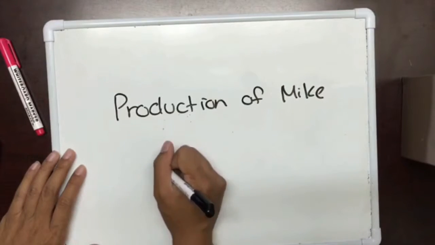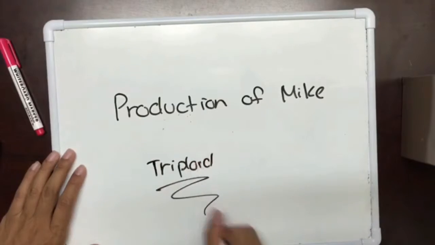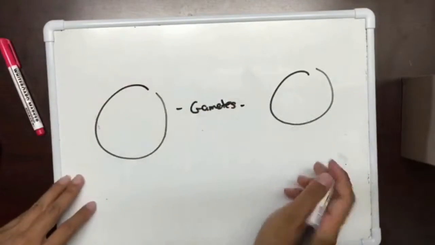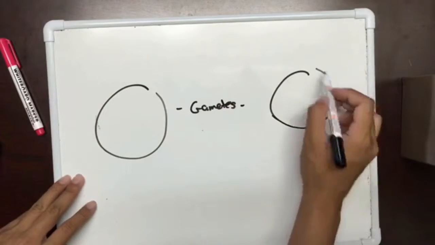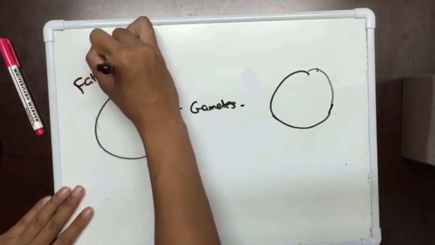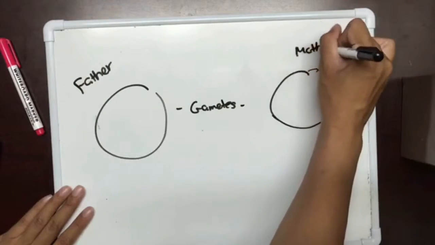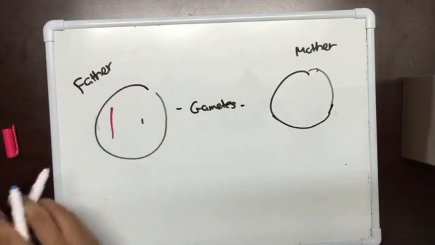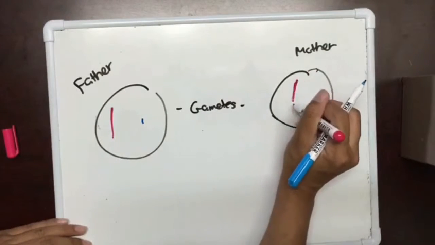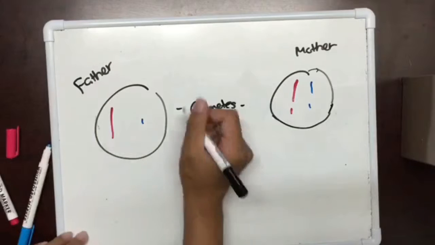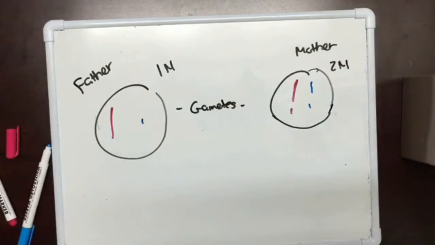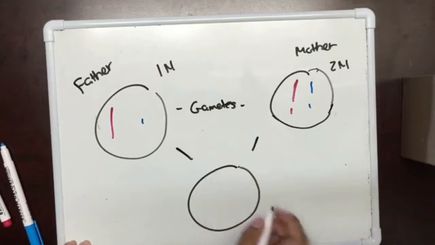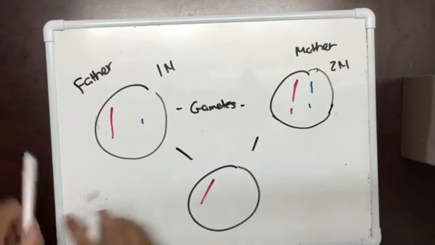Now let's look into the production of Mike, the triploid. First we start off with 2 gametes or sex cells, one from the father and one from the mother. The father, or Eric in this case, gives a 1N cell to the making of Mike, and the mother, or Emily, gives a 2N cell to the making of Mike. The end result is a 3N cell, with all of the chromatids combined.